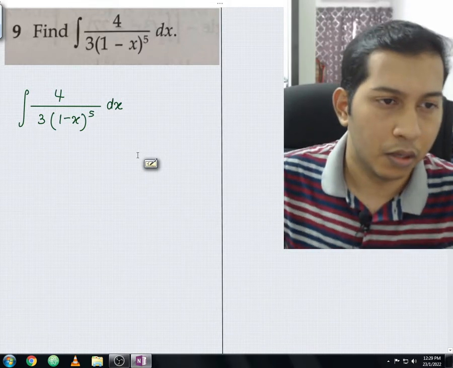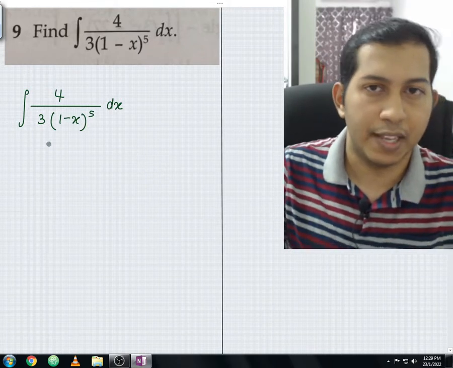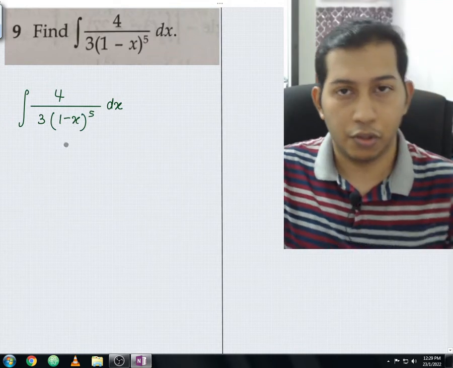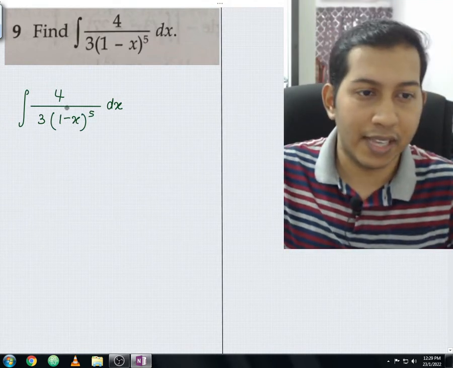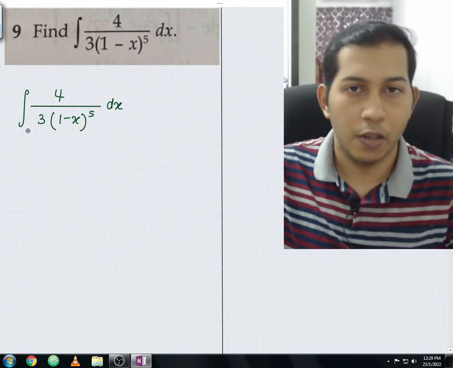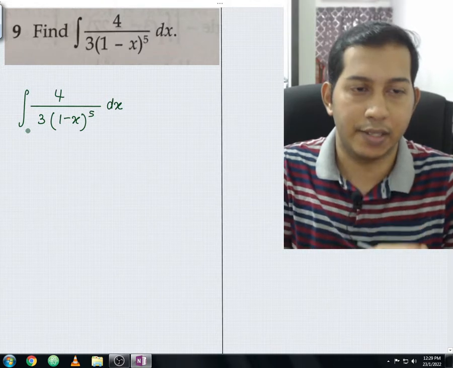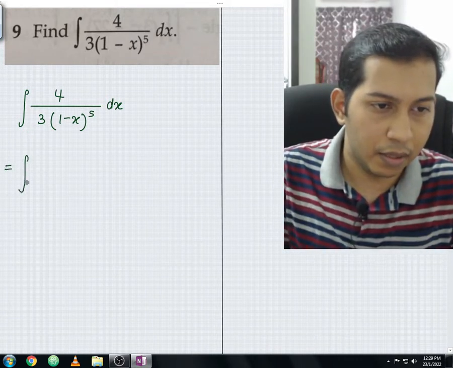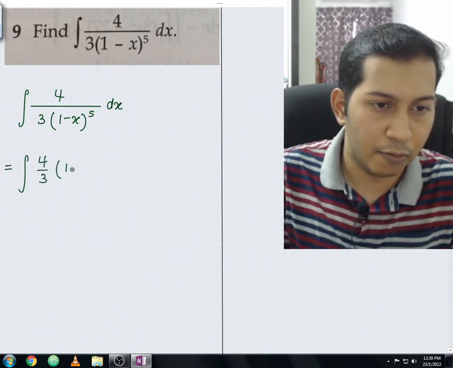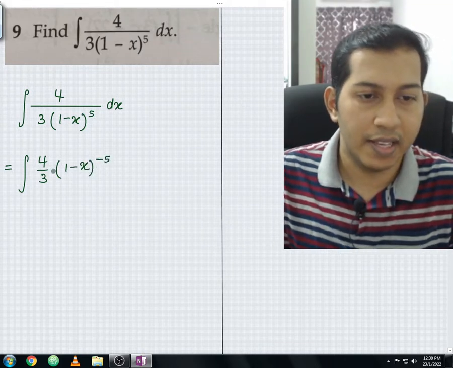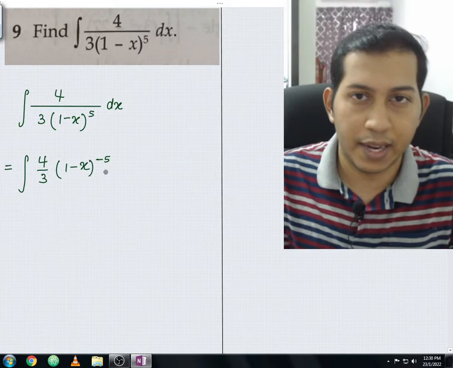For the next step, instead of moving this (1 minus x) to the power of 5 to the numerator, I'm going to move it to the center of the fraction. Remember guys, this 4 over 3, you can form it as a fraction itself. So your next step will become 4 over 3, and then you times with (1 minus x) to the power of negative 5.